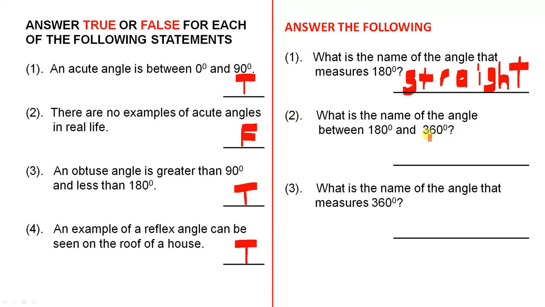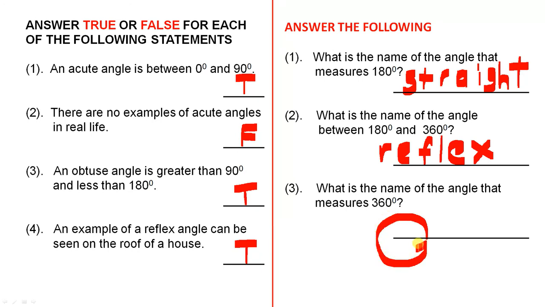What is the name of the angle between 180 degrees and 360 degrees? That is the reflex angle. What is the name of the angle that measures 360 degrees? Now, instead of writing that, because it takes too long to write it, it is the full revolution. Okay, so the answer is the full revolution.